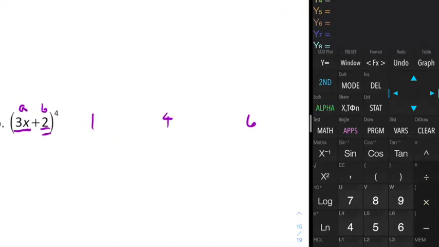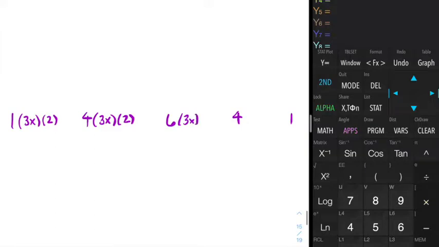Now our A is going to be 3x, so I'm going to go parentheses 3x. I like to go ahead and write out all the 3x's here. I'm going to write out 3x, and I'm going to write out the 2, and then we'll get the powers in a second. So these are our A's and B's, 3x and 2.